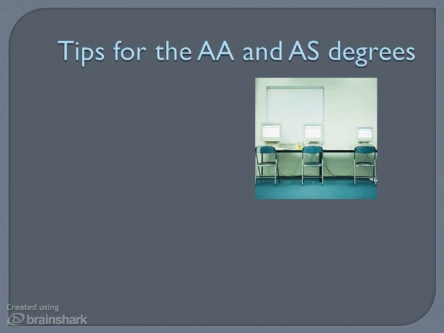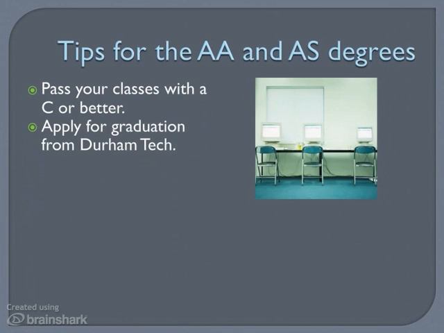In addition to completing the 60 credit hours required for the AA or AS degree, there are a few other details to consider. As you know from the first video, you must earn a C or better in your classes for them to transfer. Also, you must apply for graduation in order to receive the associate degree credential on your transcript. This step is necessary even if you don't plan to participate in Durham Tech's graduation ceremony.